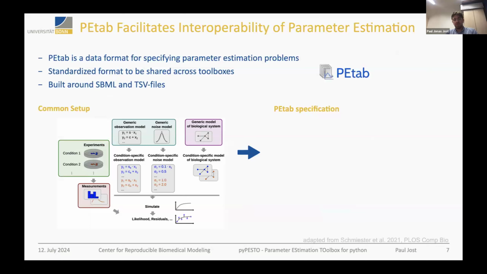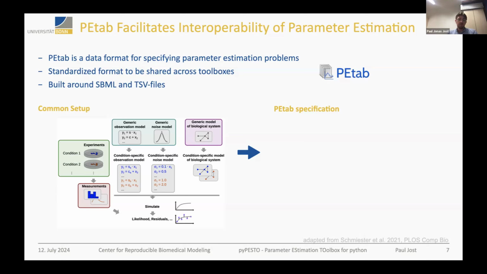Okay, for creating a parameter estimation problem, I want to introduce you to PEtab. PEtab is a data format for specifying parameter estimation problems, and it is a standardized format that is used to share parameter estimation problems through our toolboxes. Because what you really want to do, basically, is I take my parameter estimation problem from one toolbox, tell the other toolbox, here, this is it. Here you have some files, please do something with it, and then hopefully, without having to do anything at all, you can use the other tool for the parameter estimation.